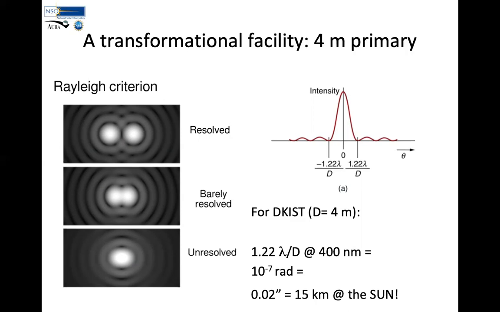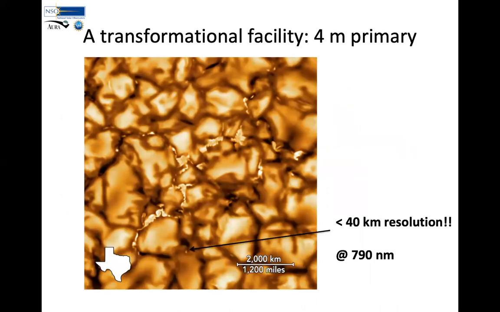In the case of a 4-meter telescope, at 400 nanometers, that number 1.22 lambda over D comes out to about 10 to the minus 7 radians, which corresponds to 0.02 arc seconds in the sky. And for the sun, that is 15 kilometers at the surface of the sun. Of course, it is wavelength dependent, so if you go in the red, that will increase, and this is what you all have seen. So indeed, the resolution is of the order of 40 kilometers at almost 800 nanometers.